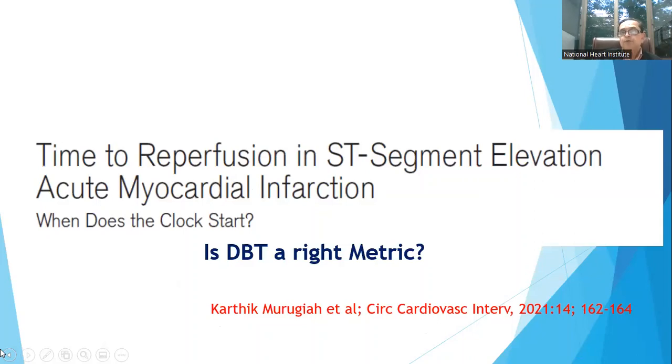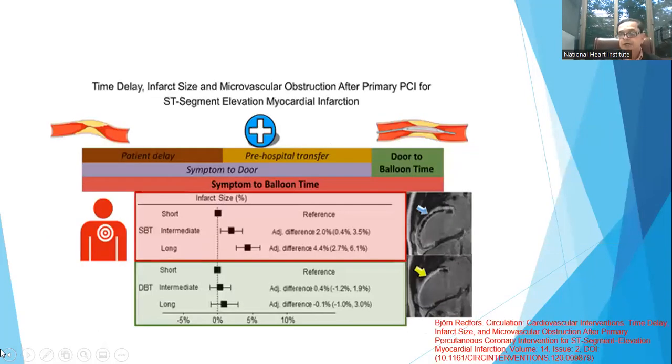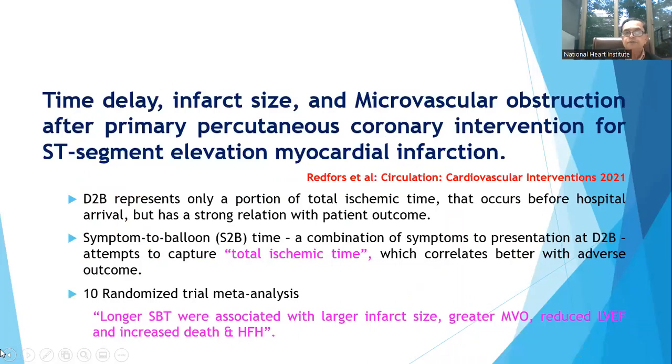When we talk about the time to reperfusion in ST segment elevation acute myocardial infarction, the question is, where does the clock start? What we have been talking about all these years, the door to balloon time, is it the right metric? To address this issue, a study published just last year correlated the time delay, infarct size, and microvascular obstruction after primary PCI for ST elevation MI with different time intervals. It was clearly concluded that it is not the door to balloon time, but the symptom to balloon time, which is a combination of symptom to presentation and presentation for primary angioplasty. That is the one which captures the total ischemic time, which correlates better with adverse outcome.